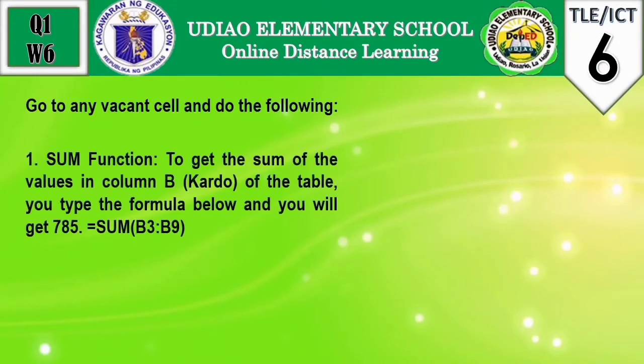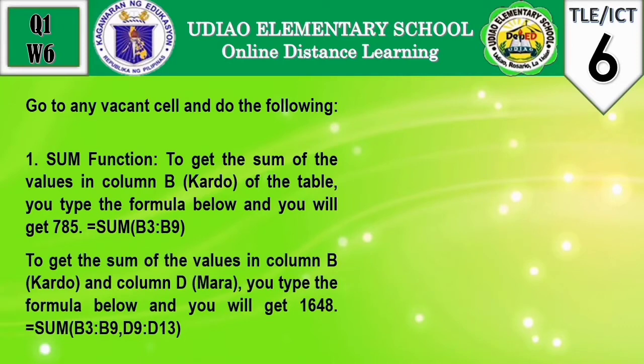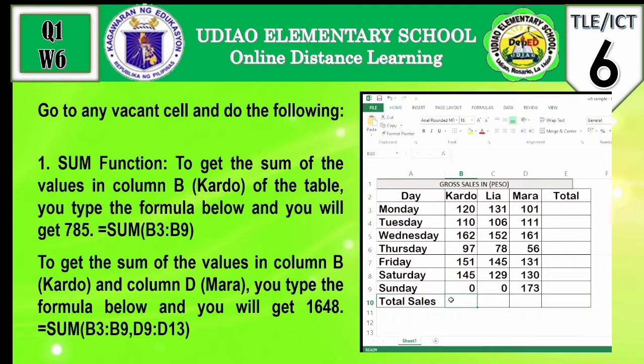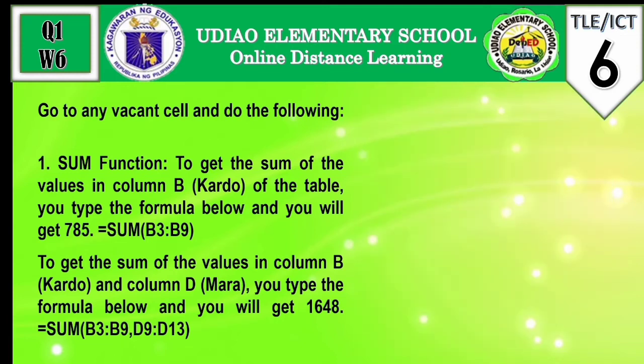For you to get more knowledge about our lesson for today, go to any vacant cell and do the following. 1. Sum function. To get the sum of the values in column B, Cardo, of the table, you type the formula below and you will get 785. To get the sum of the values in column B, Cardo, and column D, Mara, you type the formula below and you will get 1,648.